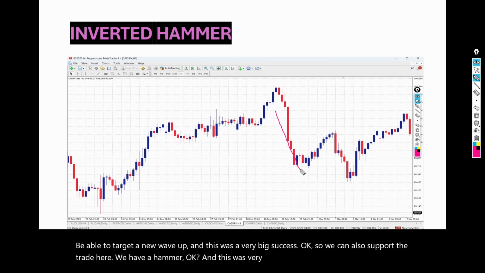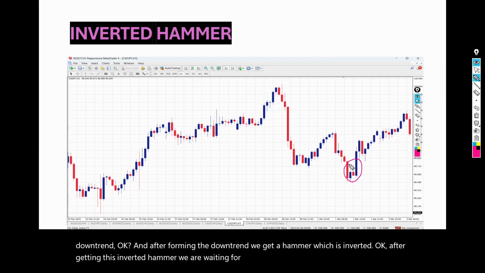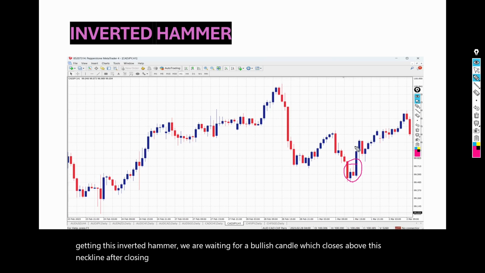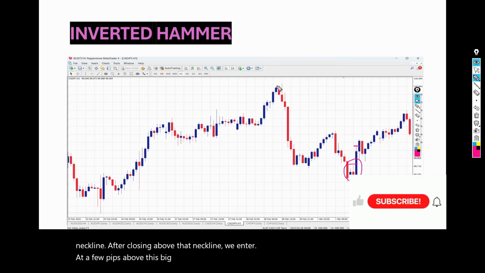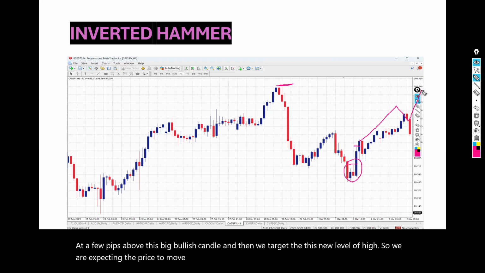We are looking at this downtrend, and after forming the downtrend, we get a hammer which is inverted. After getting this inverted hammer, we are waiting for a bullish candle which closes above this neckline. After closing above that neckline, we enter a few pips above this big bullish candle, and then we target this new level of high. So we are expecting the price to move high, retrace, and then move high to hit our take profit.